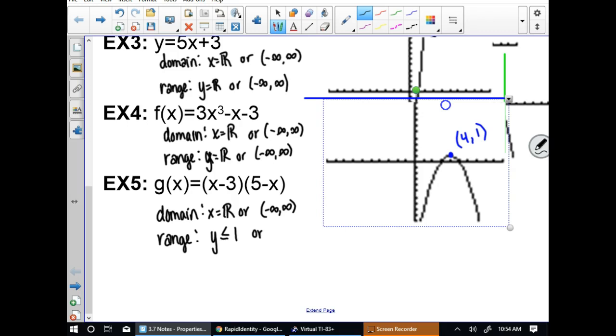Or if we're doing interval notation, Brianna, what's the interval notation going to look like for y is less than or equal to 1? Negative infinity to 1. And what kind of parentheses or bracket do we use for the 1? Bracket.